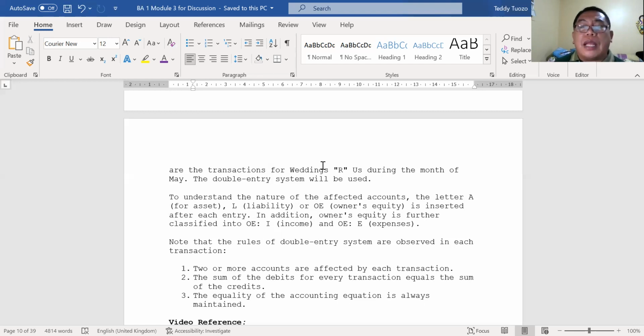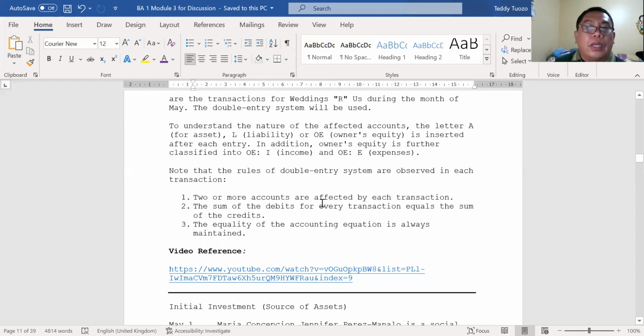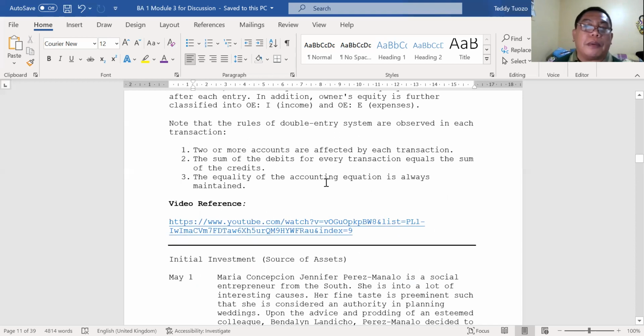So actually, I have another example here that we're going to use for the entire cycle. For the complete cycle, I only used one example so that you can understand the complete cycle from cycle number 1 up to cycle number 10. Okay, note that the rules of the double entry system are observed in each transaction: two or more accounts are affected by each transaction, and the sum of debits for every transaction equals the sum of the credits. You have to take note of that.